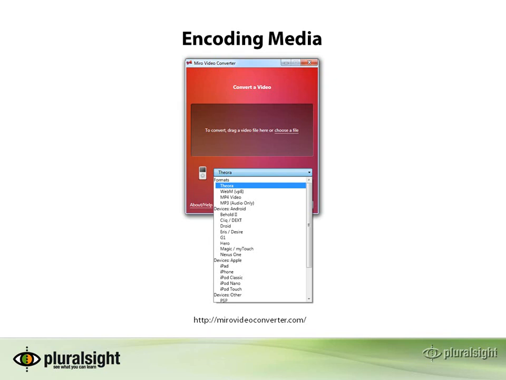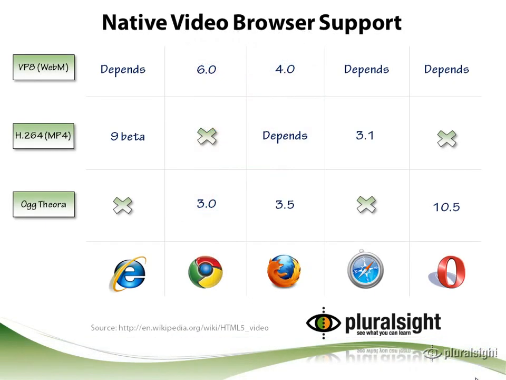encode in. So if you go to the website Miro Video Converter, then you'll have at least a tool that'll help get you in the right direction. There are a number of different other ways that you can do it, and based on your needs, if you do the right searches, you'll find just about the right utility that you need for the job. So let's take a look at the browser support.